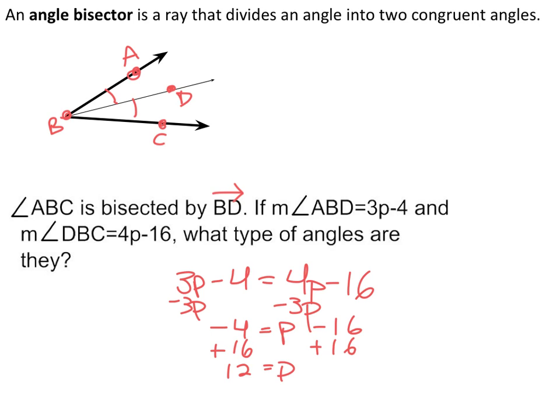Keep in mind, if you got a negative number, something might have gone wrong, but always plug it back in to make sure. If I do 3 times 12, I get 36, minus 4 gives me 32. So I have 32 degrees, which means the other angle must also be 32 degrees, so that means that they are acute angles.